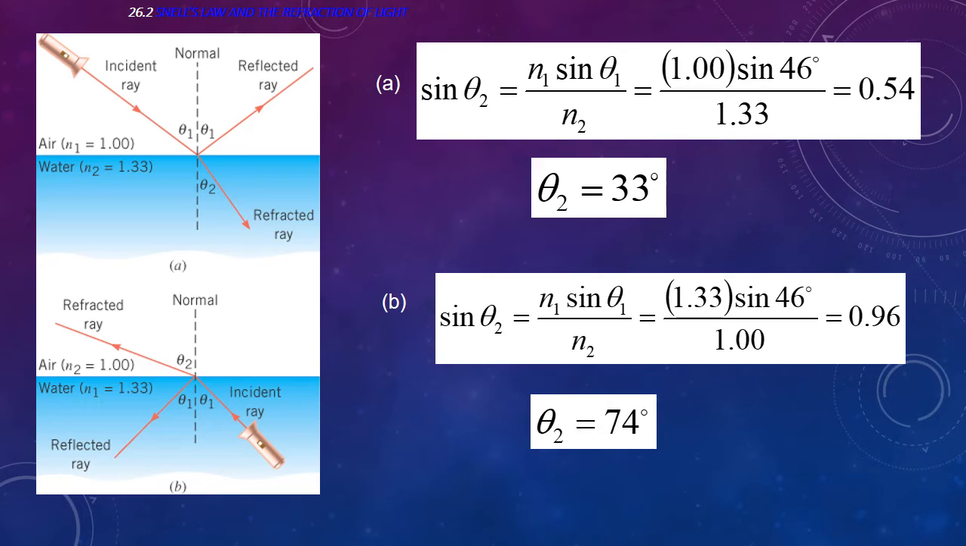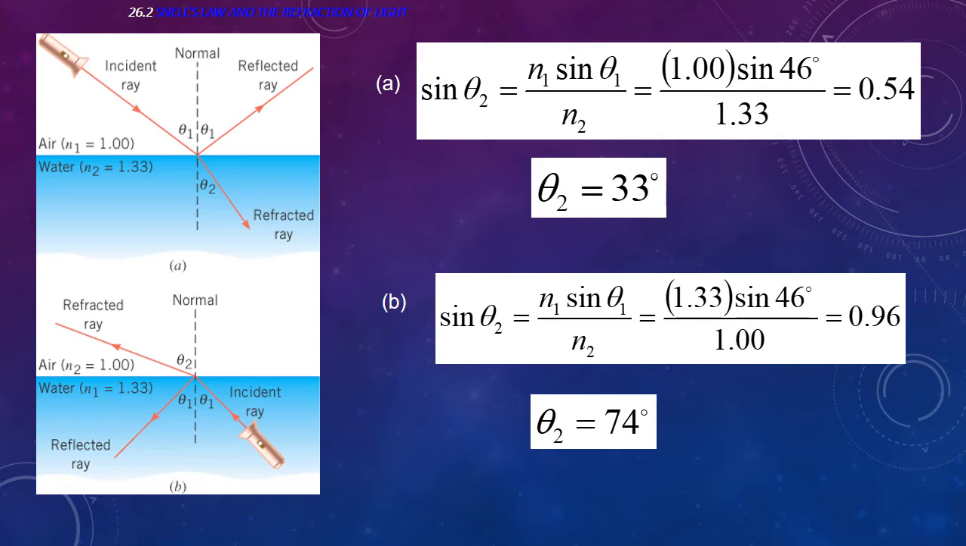The first is when the upper theta is 46 degrees. And if I solve Snell's law for theta 2, I see sine of theta 2 equals n1 sine of theta 1 divided by n2. In this case, n1 is 1 and n2 is 1.33. I put those into the equation. I get 0.54. I take the arc sine of that and I get 33 degrees. So it was 46, now it's 33. It bent towards the normal because it slowed down.